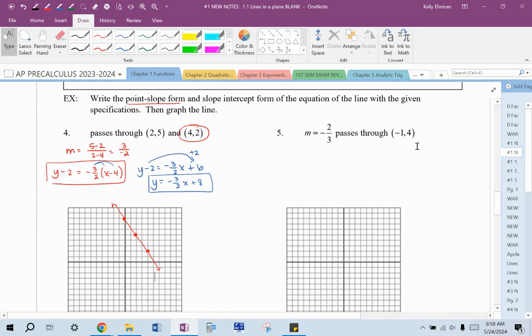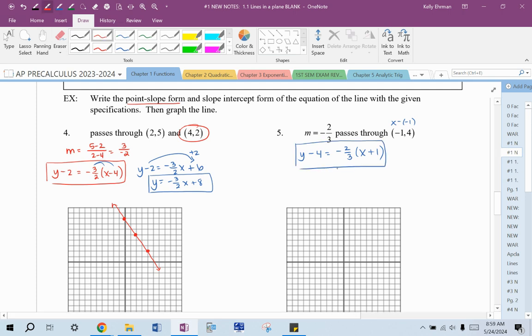So picking up with this equation, here we're just given the slope and a point, so that's easy to write point slope form from. So it's y minus 4 equals negative 2/3 times x minus negative 1, which is going to be x plus 1. So there's point slope form.